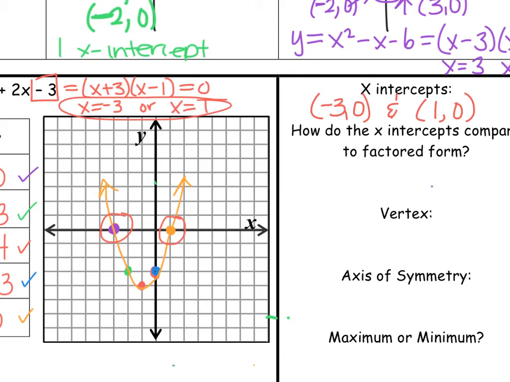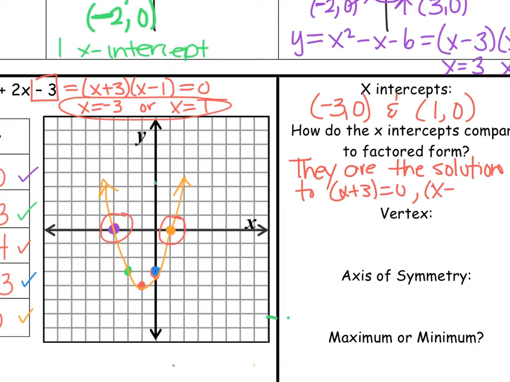So how do the x-intercepts compare to the factor form? Well, they are the same. They are the solutions to x plus 3 equals 0 and x minus 1 equals 0.